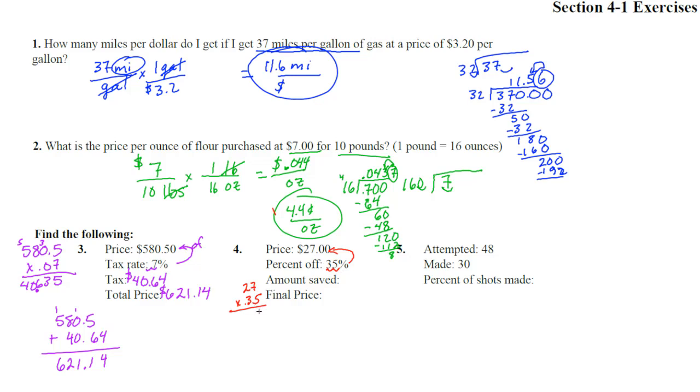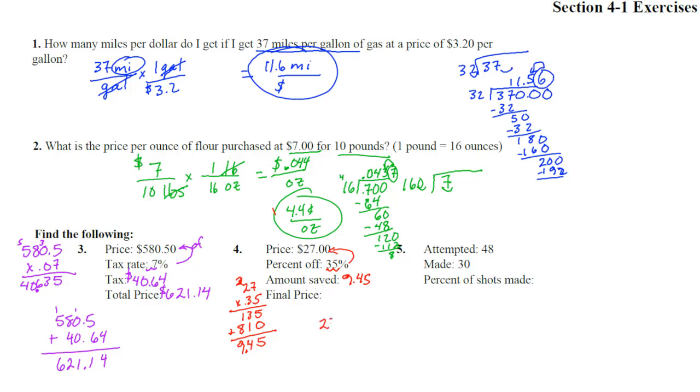5 times 7 is 35. Carry the 3. 5 times 2 is 10, plus 3 is 13. Next column over, second row down, put a 0. 3 times 7 is 21. And 3 times 2 is 6, plus 2 is 8. Add those together, you get 5. Put a plus sign there. 5. 3 plus 1 is 4. 1 plus 8 is 9. And then 1, 2 decimal places. So the amount saved was $9.45.